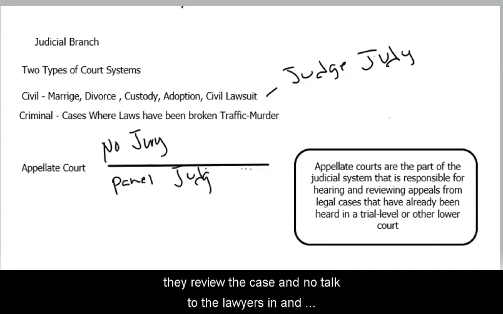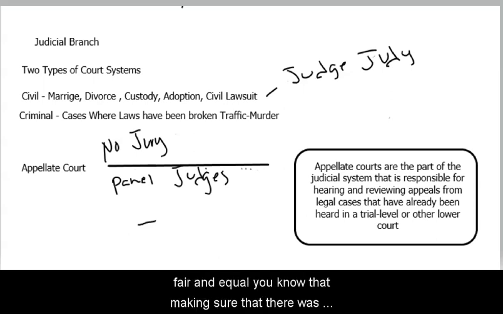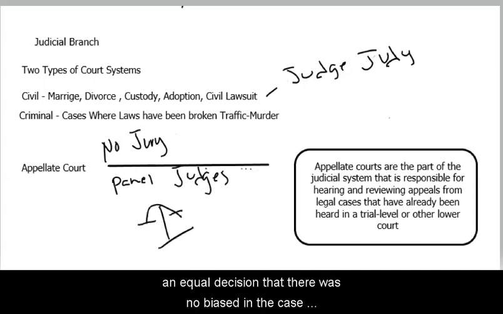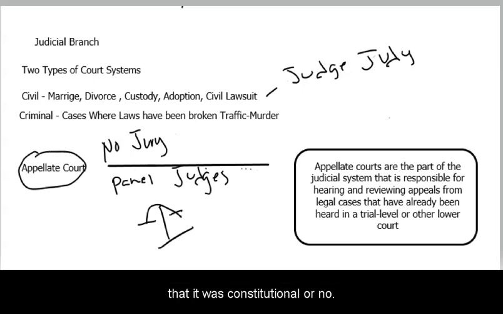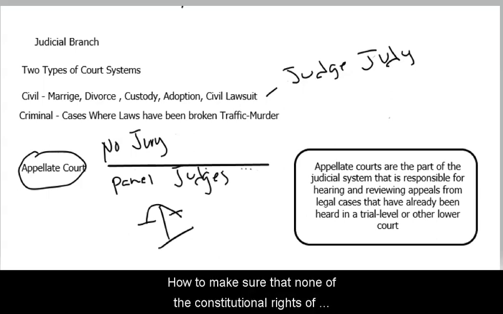Okay, and what they do is they review the case and they'll talk to the lawyers and really have a discussion with them about the ins and outs of the case. And really what they're looking for is to make sure that the case was handled fairly and equally, that there was an equal decision, that there was no bias in the case, which happens quite a bit. So that's the importance of an appellate court: to really look at the case to make sure that it was constitutional or not. Okay? To make sure that none of the constitutional rights of the individuals in that case were taken advantage of.